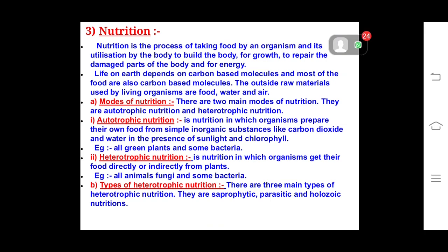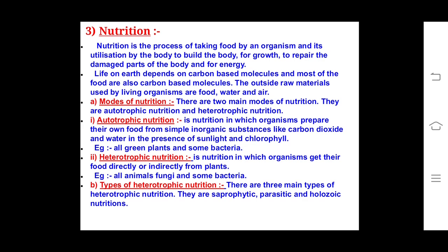So nutrition is the process of taking food by an organism and its utilization by the body to build the body for growth, to repair the damaged parts of the body, and for energy. So why do we need food? For growth, to repair the damaged parts. Sometimes there are injuries, and the injuries have to be healed. For that we need energy, food. If we grow, new cells are formed. When new cells are formed, the injuries are filled up. And also during diseases we get sick, energy is lost, and at that time we also need extra energy.